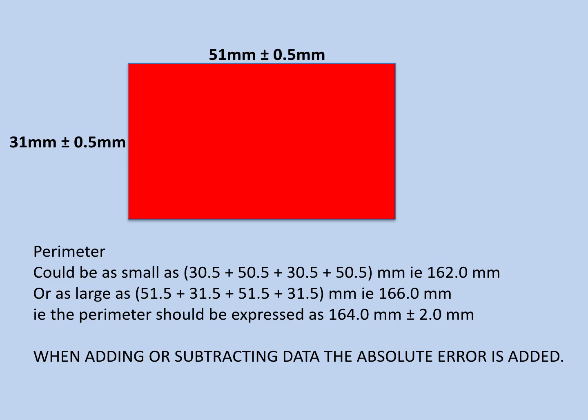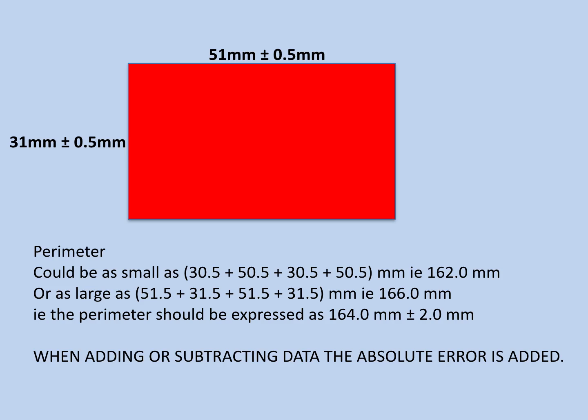So when we've added these together, what we've actually done, if you look at the errors there, the error in the length is 0.5, the error in one width is 0.5, and then the next length is 0.5, and the next width is 0.5. When we've added these measurements together, we've just added the absolute error together to give the overall error. 0.5 plus 0.5 plus 0.5 plus 0.5 is 2 millimeters. Okay, so when we add or subtract data, we just add the absolute error.